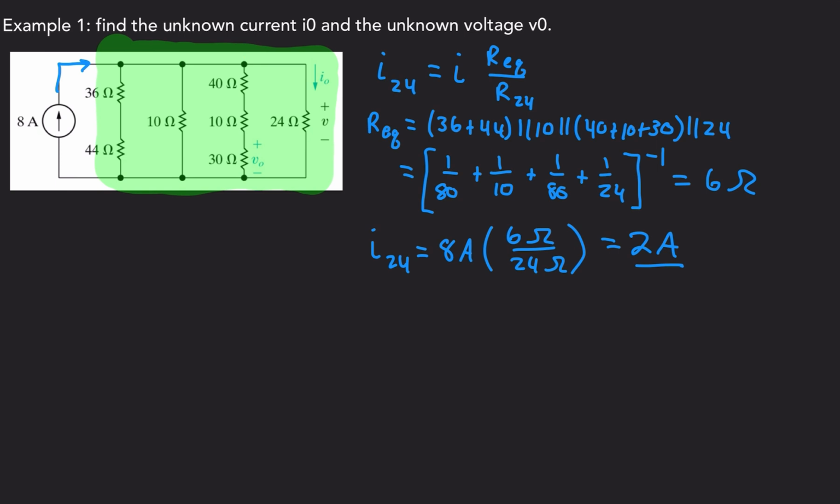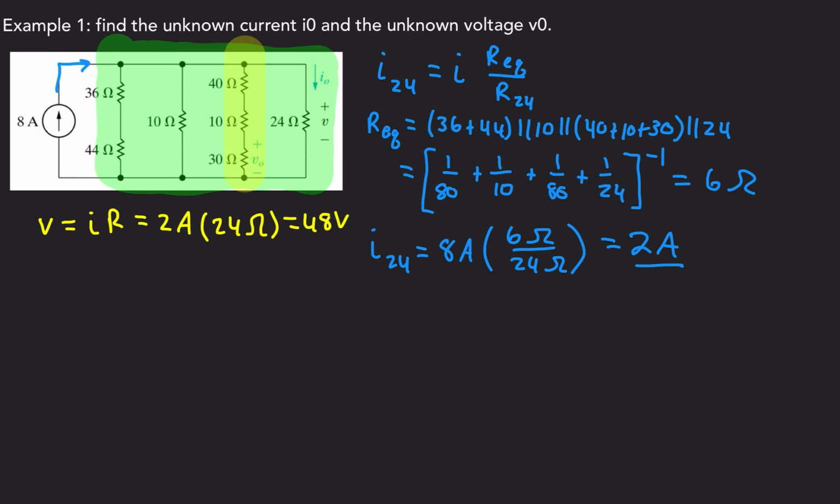Now V0 we can solve for by looking at this series of resistors and determining this voltage, which is the same voltage across here. That voltage V we can determine with Ohm's law. V is equal to IR. The current we just found to be 2 amps, and that resistance is 24 ohms. So that's 48 volts.